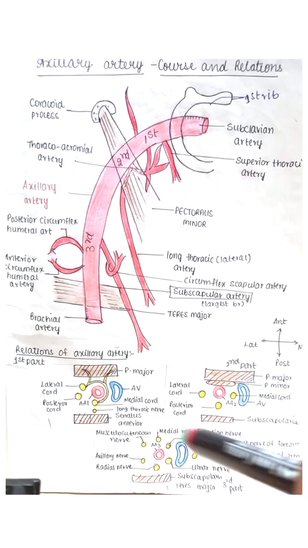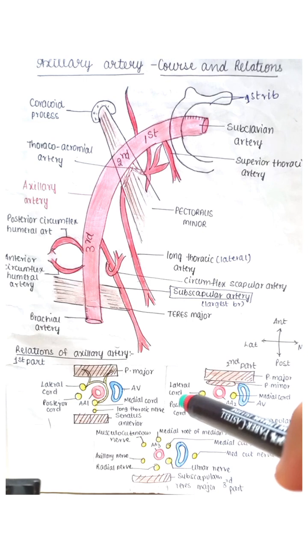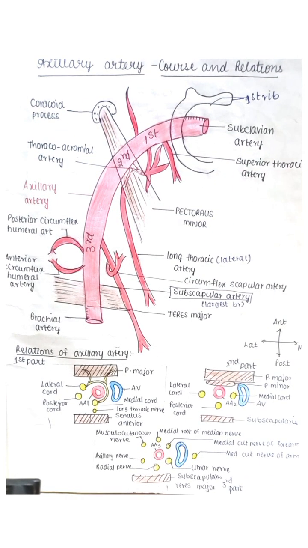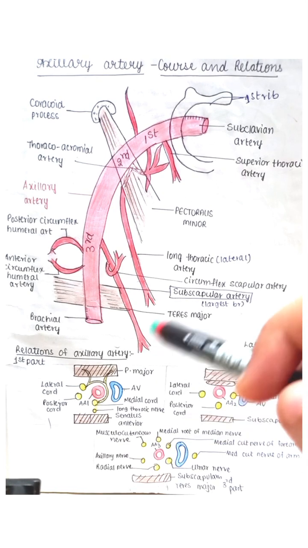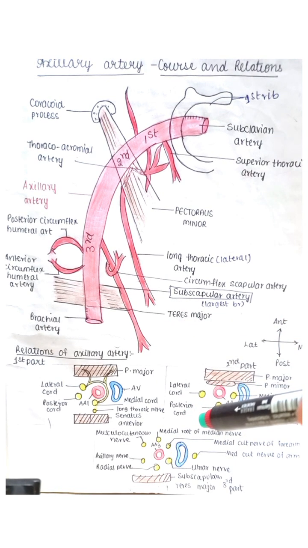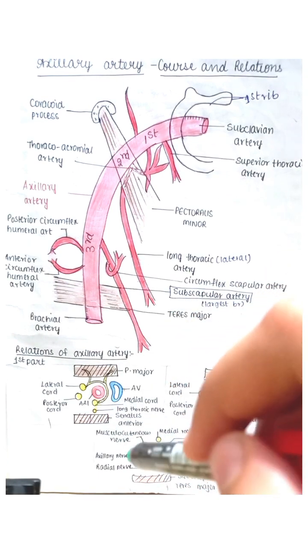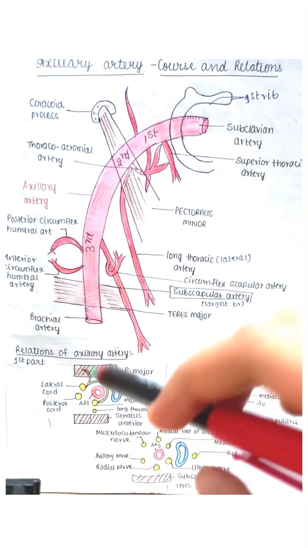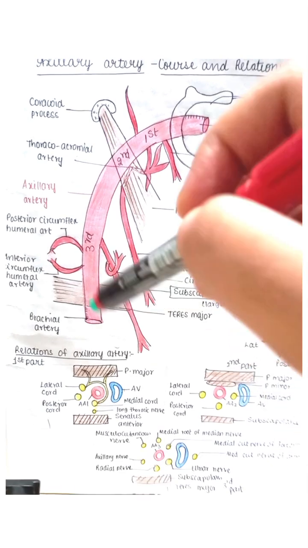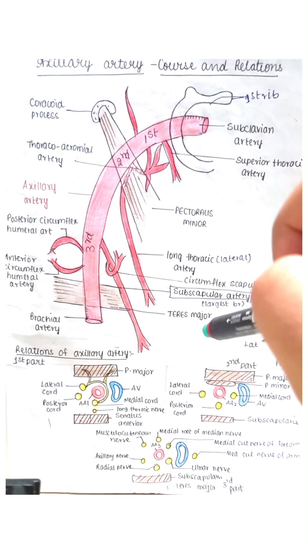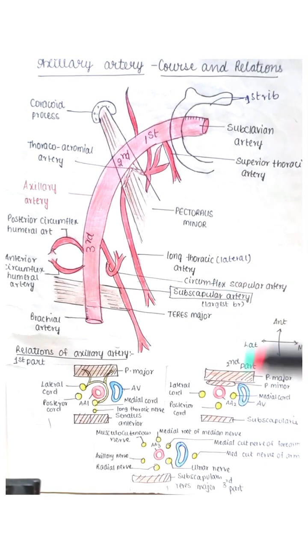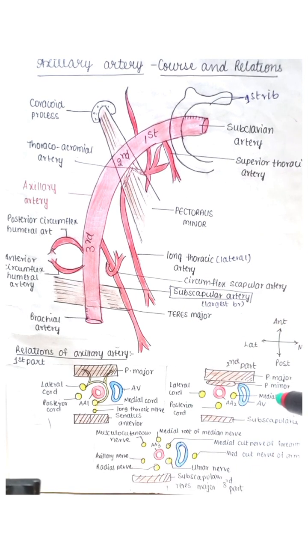Coming to the posterior relations, as you can see in the boundaries and contents of the axilla, the subscapularis muscle forms the posterior relation for the second part and the third part, whereas serratus anterior muscle forms the posterior relation in the first part. In the third part, we have one more muscle, teres major, which also forms the posterior relation.